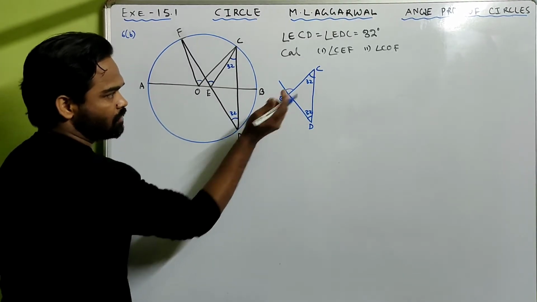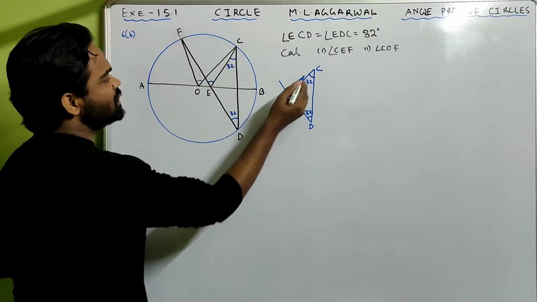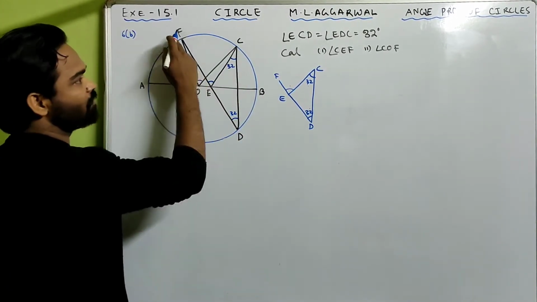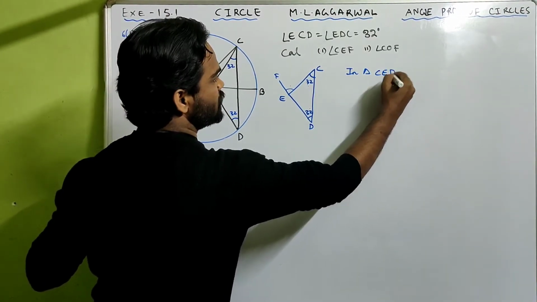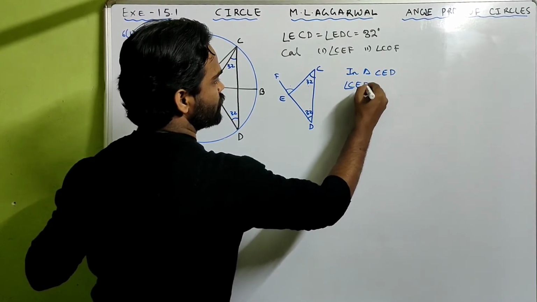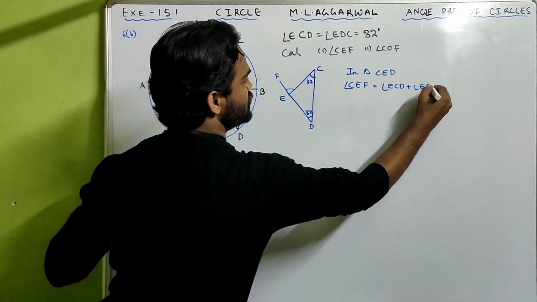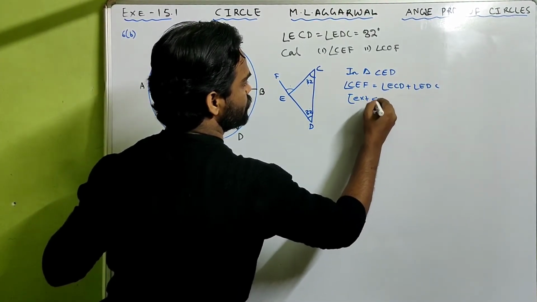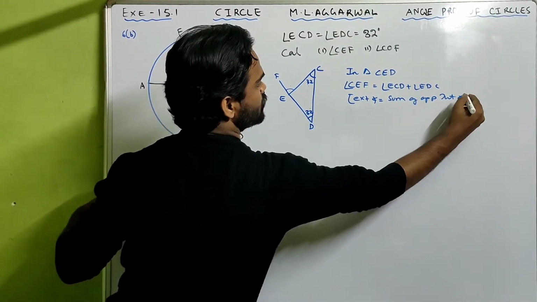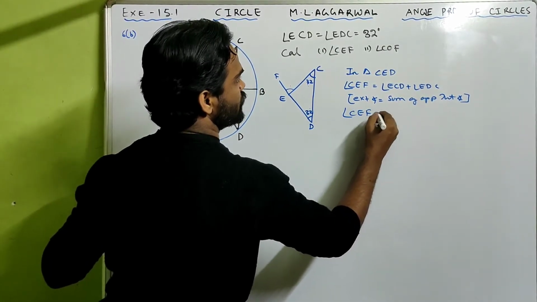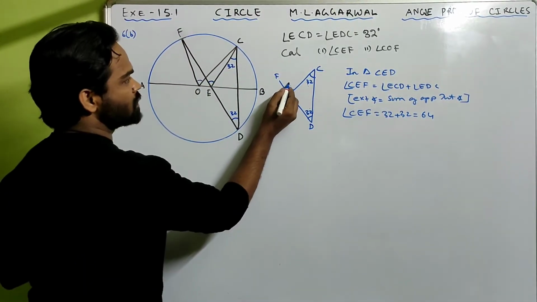So this angle, look carefully, exterior angle equals the sum of opposite interior angles. In triangle CED, angle CEF is equal to angle ECD plus EDC. Exterior angle equals the sum of opposite interior angles. So angle CEF equals 32 plus 32. That's 64. Done. So this angle is 64.